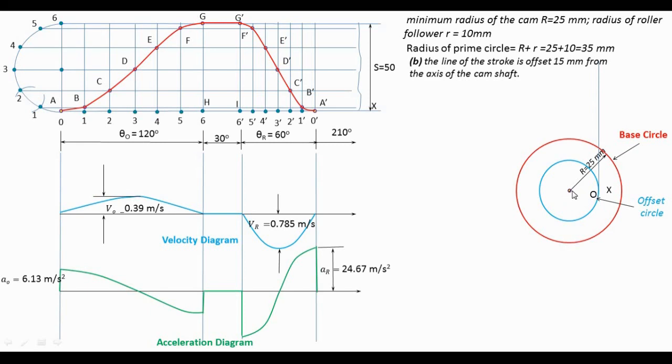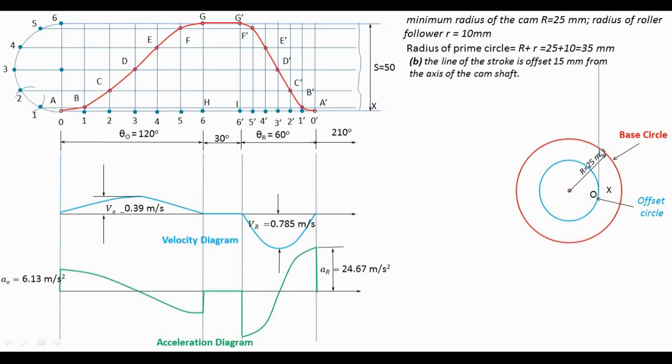Here you can see that in the previous case, I had drawn the axis of follower passing through point O, which was the case of radial follower. This is the axis of cam, and in that case the axis of cam and axis of follower were intersecting with each other, but here they are offset with each other at a distance of 15 mm.